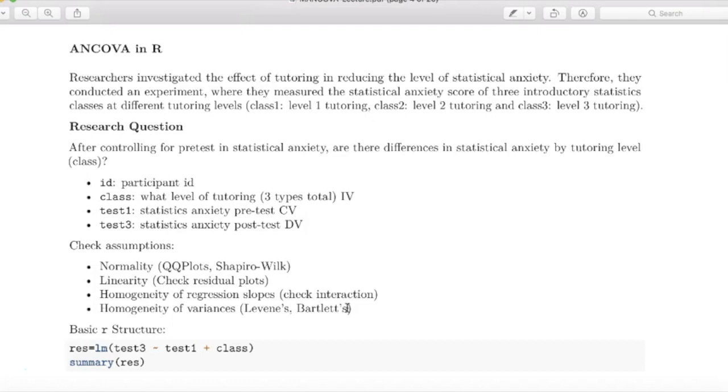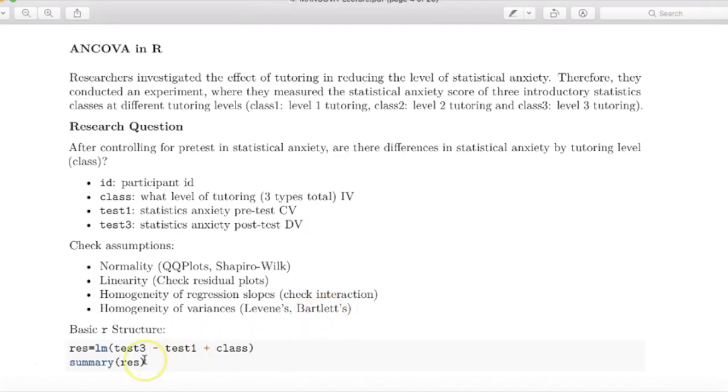I would check my normal assumptions, no pun intended. So normality: QQ plots, Shapiro-Wilk. Linearity: you can check residual plots, or you can just go to correlation. You can check the homogeneity of regression slopes. This assumption is specific to ANCOVA. The rest of them we're familiar with, but this one is specific, like we have to do it for ANCOVA and for MANCOVA. And then homogeneity of variance. We could use Levene's, we could use Bartlett's, and for multivariate, we're going to use the Box's M test.